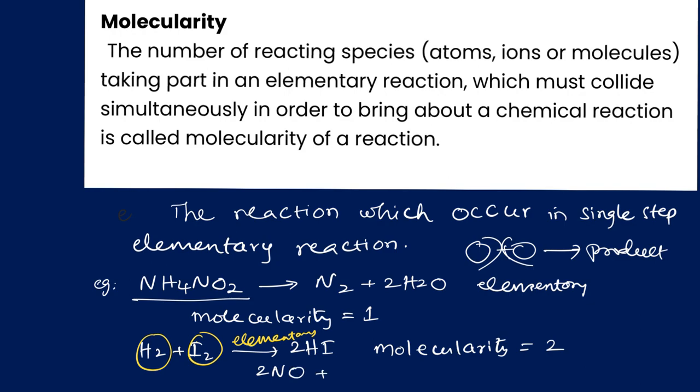Next, another example is 2NO plus O2 gives rise to 2NO2. Then here how many molecules are involved? Here 2 are there, here 1 is there. Therefore, molecularity is 2 plus 1, which is equal to 3.